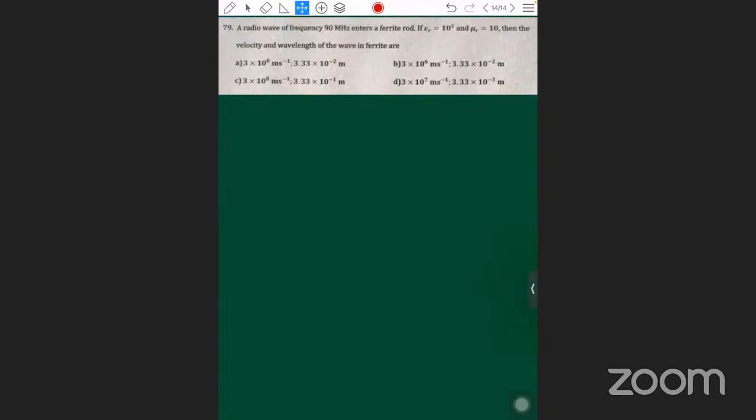I hope now you can see the question, students. The radio wave has a frequency F. Frequency is 90 megahertz. Now that is entering a ferrite rod. Ferrite rod means it is a magnetic material, where epsilon r is 10 power 3 and mu r value is 10. What is the wave velocity and the wavelength? Velocity you have to find, and also you have to find what is the lambda value.